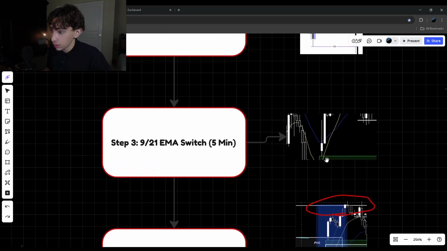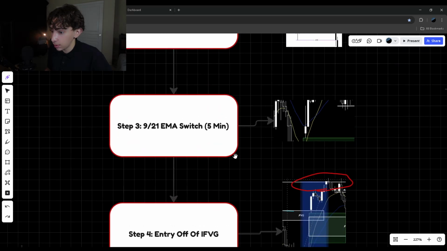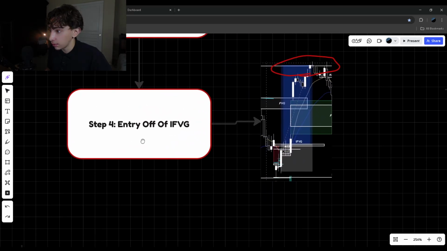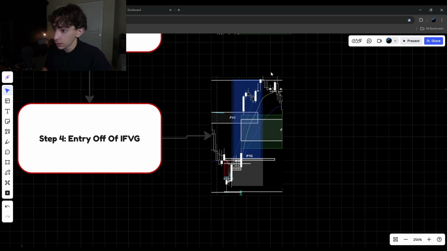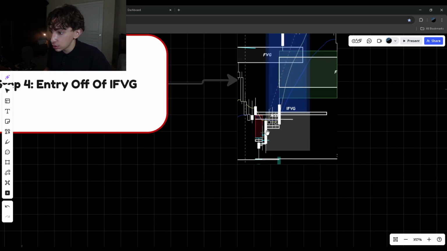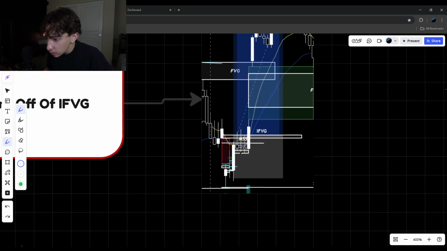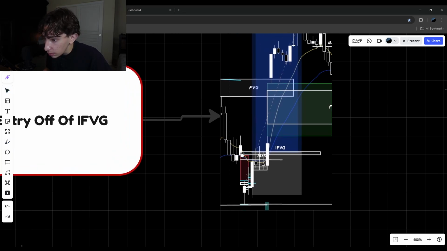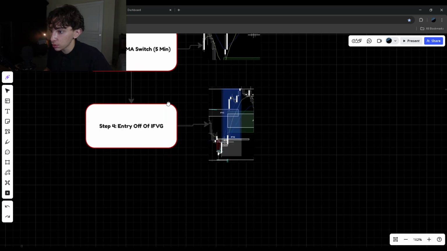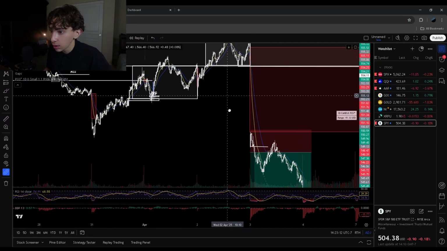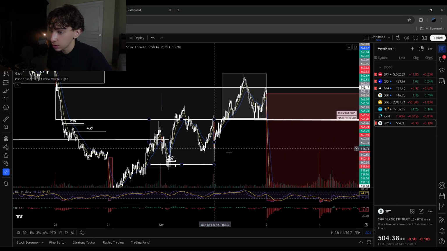Now, again, 9 21 EMA, and then entry off of an inverse fair value gap. So my entry is usually off of like this right here. We have an inverse fair value gap with this imbalance. Wait. Okay. You can't really see this. I think it was on smaller charts. This is actually a really bad example. But here, let me just show you guys this entry that I took the other day.